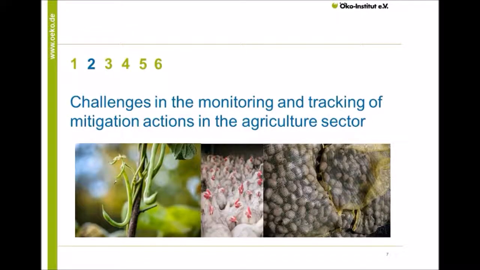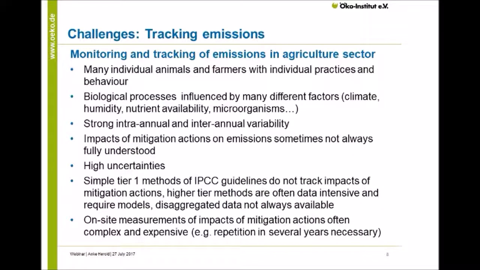So I would like to continue with the specific challenges in the monitoring and tracking of mitigation actions in the agriculture sector. Some of the challenges are related to the tracking of greenhouse gas emissions and removals in this sector. We have many individual animals, many individual farmers which use individual practices, which implement a specific type of behavior.